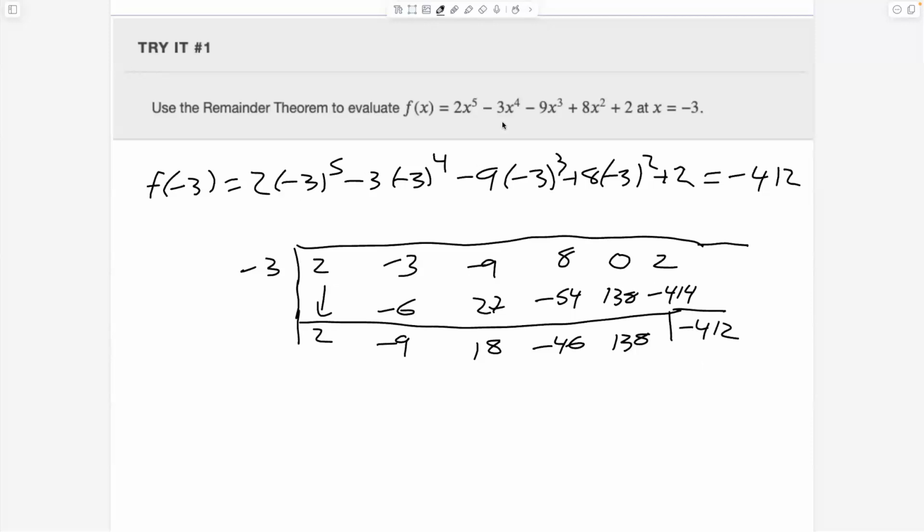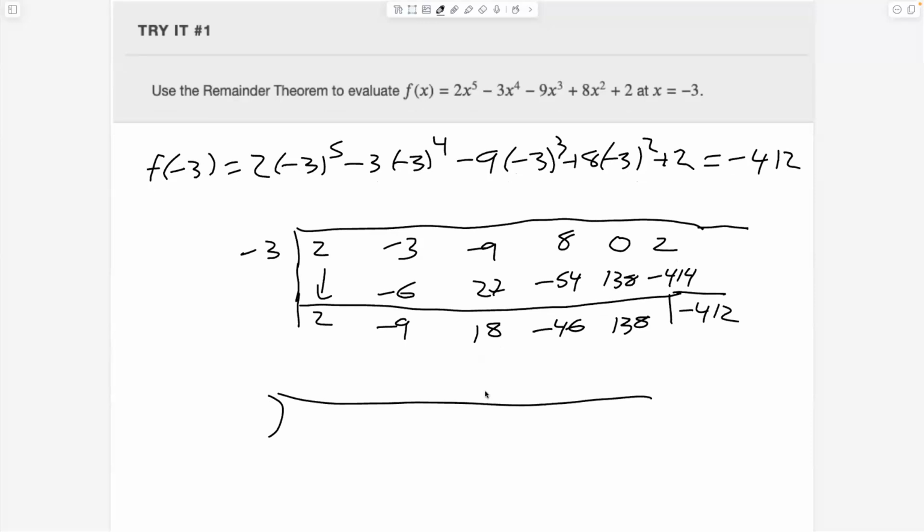So again, we can use synthetic division to do two different things. To make long division much quicker. So if I were to take 2x to the fifth minus 3x to the fourth minus 9x cubed plus 8x squared plus 2. Oh, if I'm going to do long division, I can't have any missing guys. I would have to have plus 0x plus 2. And then I'm dividing it by, it's always x minus the guy you're interested in. So minus a -3 would be +3.